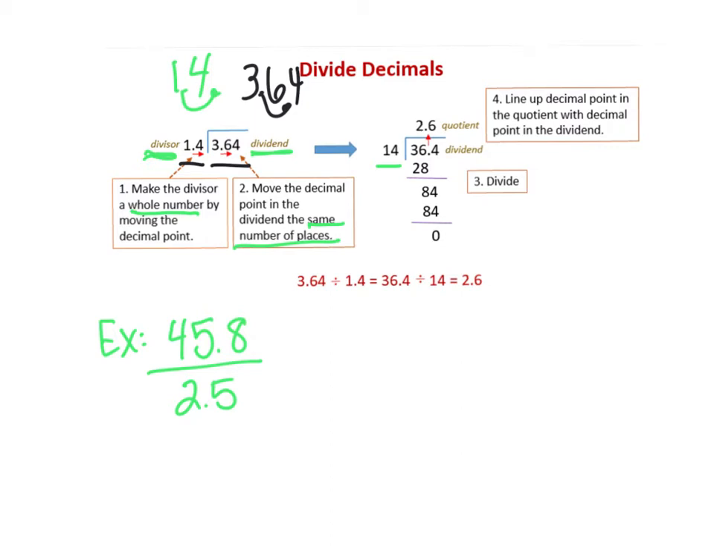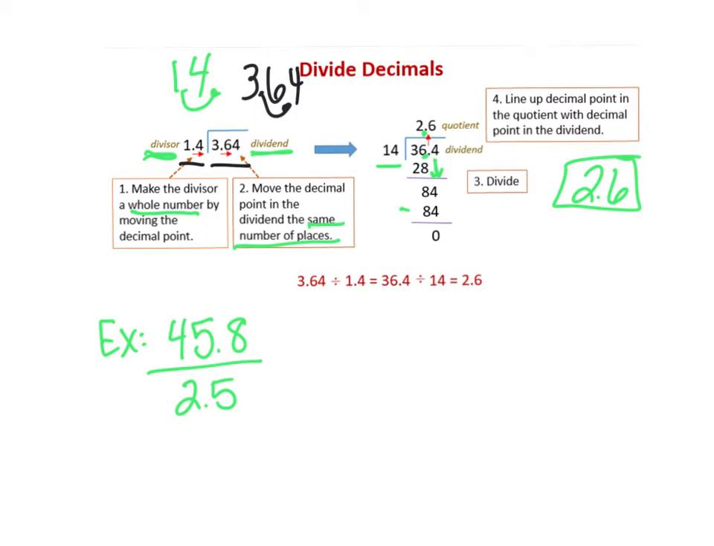Again, 14 goes into 36 twice, and that's 28. I'm going to put up my decimal place here then, and I get 84. 14 goes into 84 6 times. Exactly. So again, my 4 would come down. I like to show that arrow. So 14 times 6 is 84. 84 minus 84 is 0. So my answer then is 2.6 for that one.